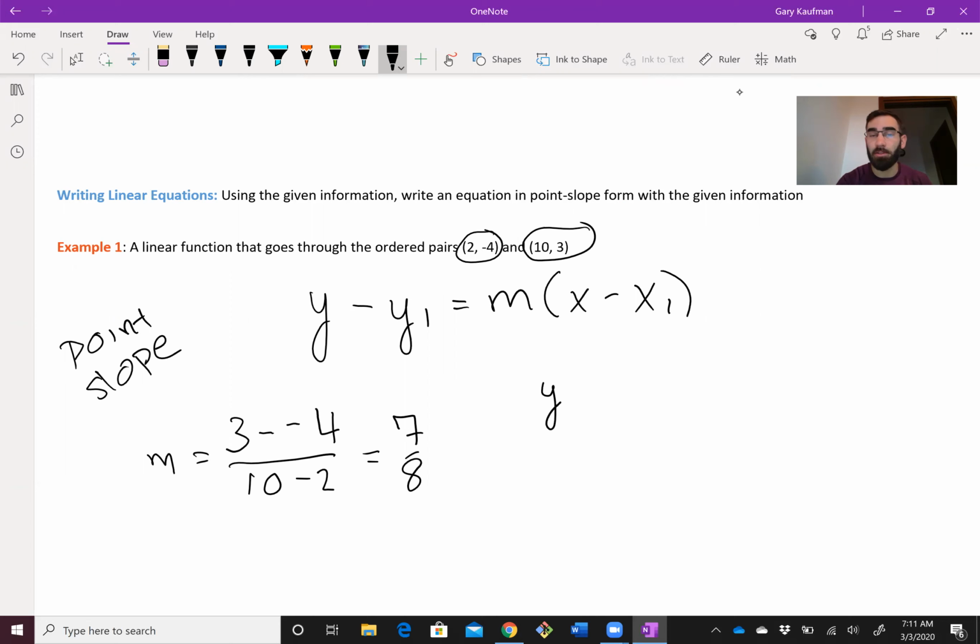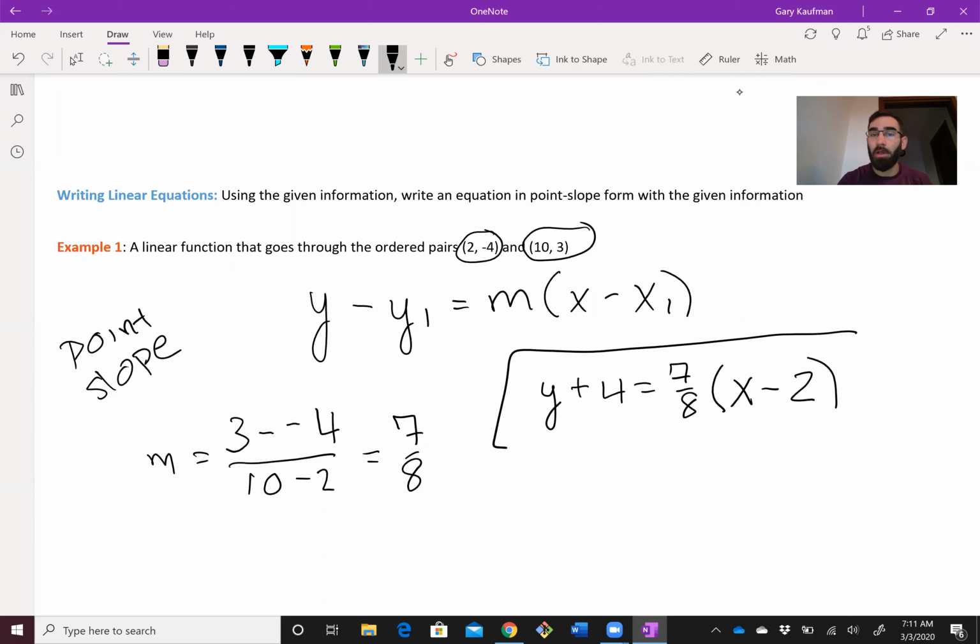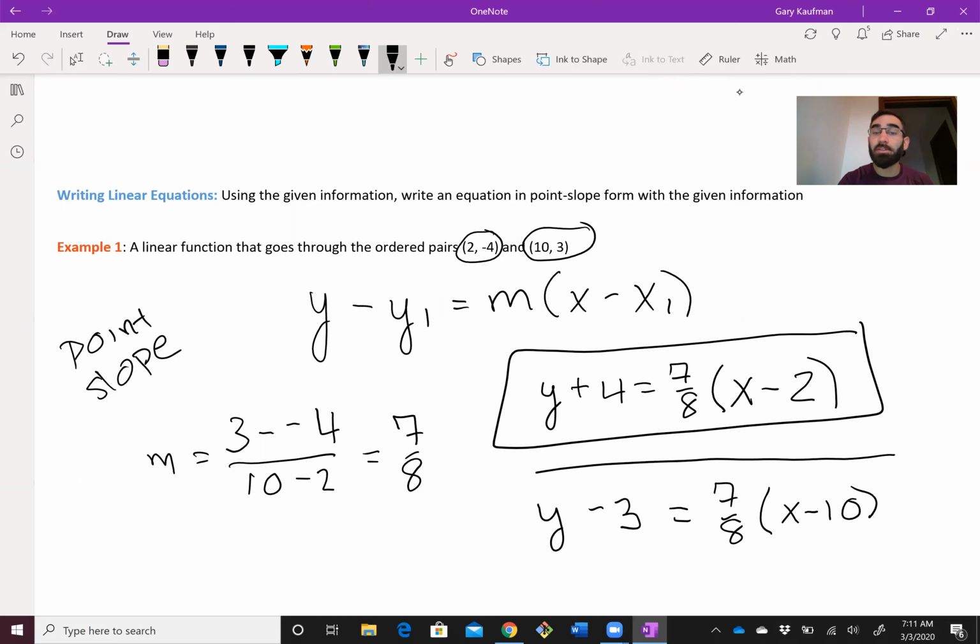y minus y1, that's y minus -4, that's +4, equals 7/8 times x minus x1, well, x1 would be 2. There you go. Done. Well, I could have used the other point. y minus 3 equals 7/8 times x minus 10. So whereas slope-intercept form has one way because there's only one y-intercept, point-slope has infinite because there's infinite points. Make sure you have this example written down.